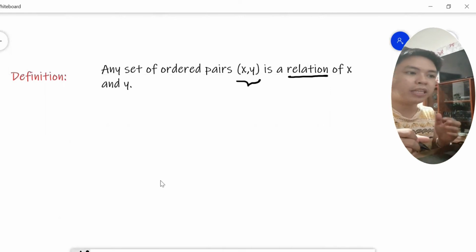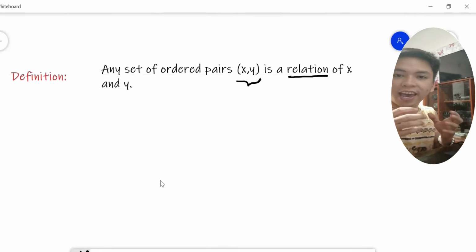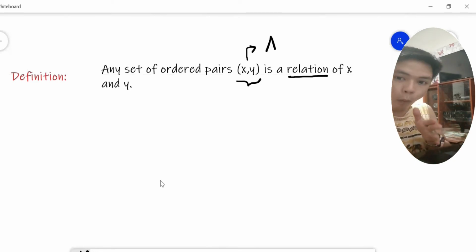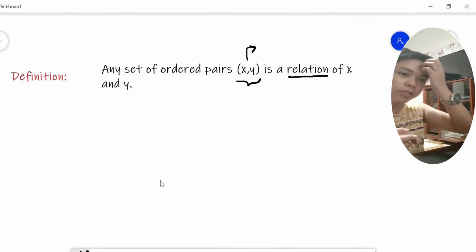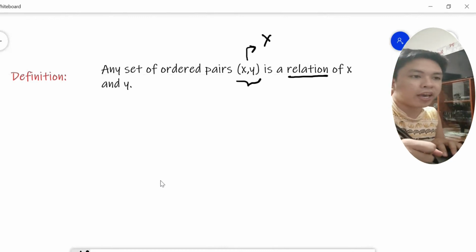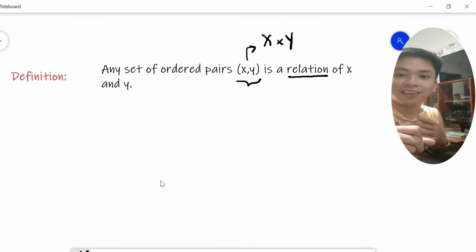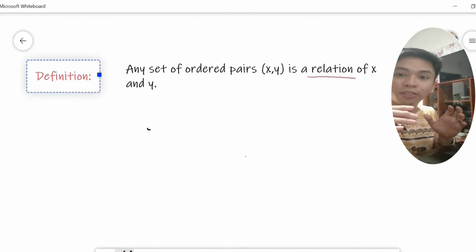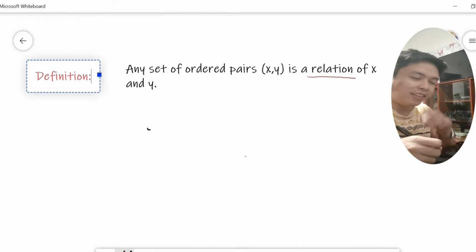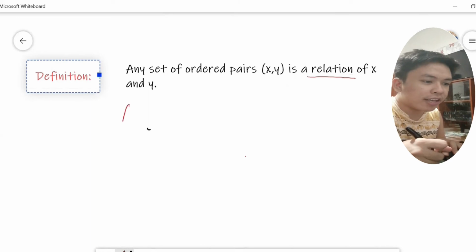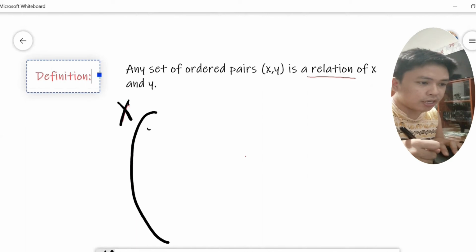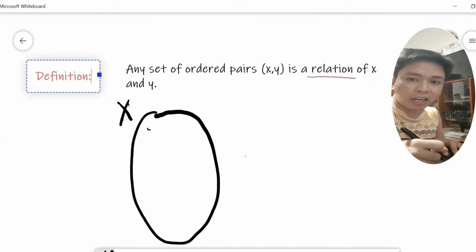So we have a definition of a relation. So what is a relation? A relation is any set of ordered pairs (x, y). Technically, your x is coming from the first set, and your y is coming from the second set. To illustrate this, we will consider a relation of people. Let us say, for example, I have the set X containing the names of male persons.